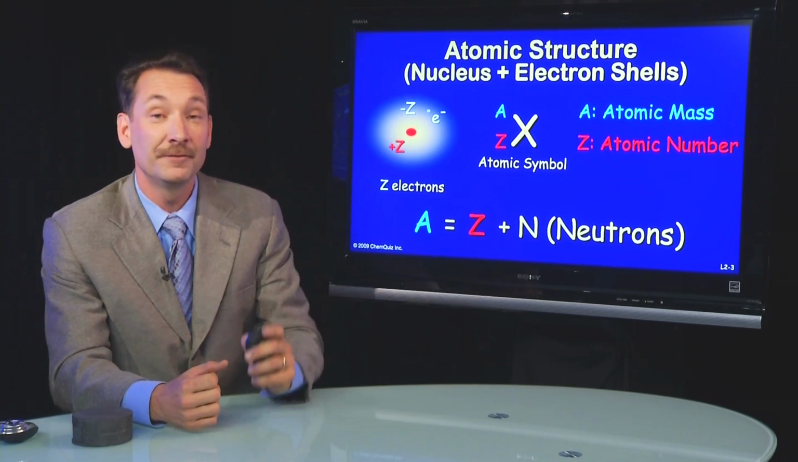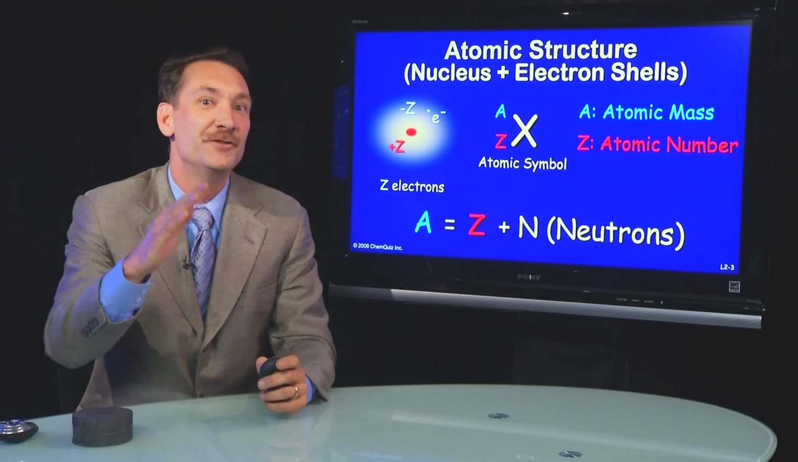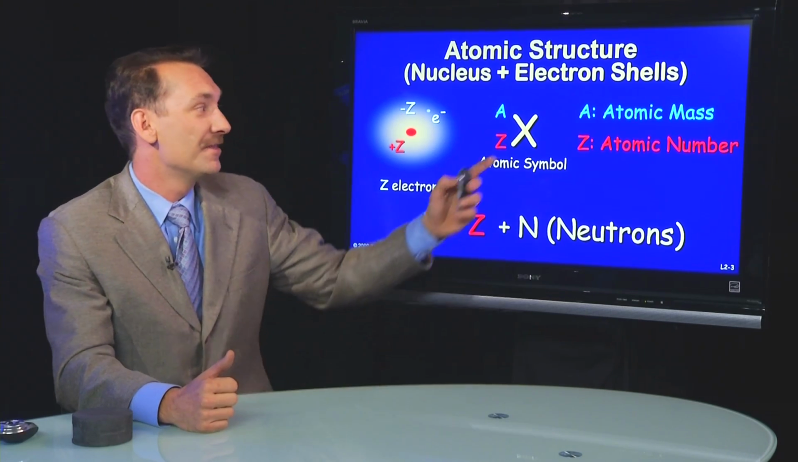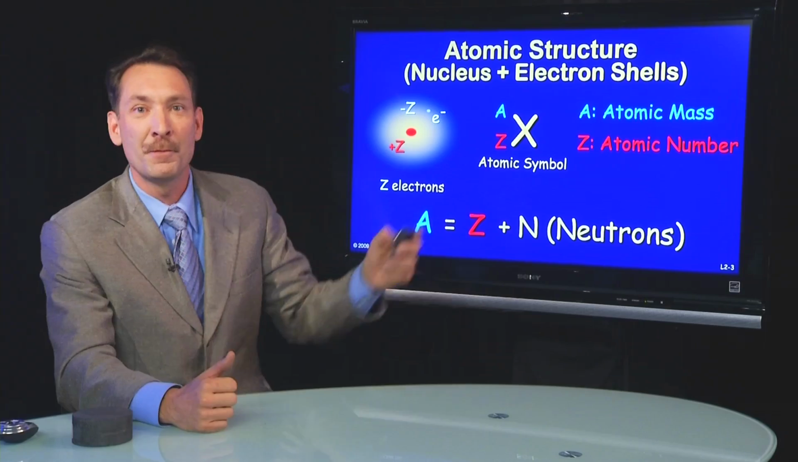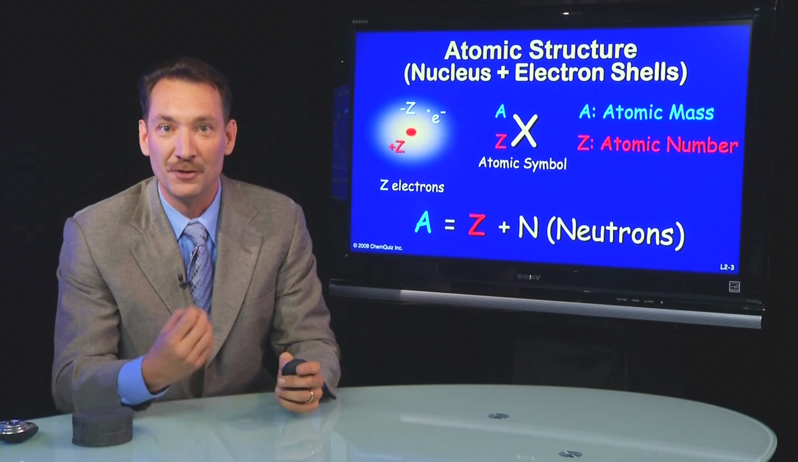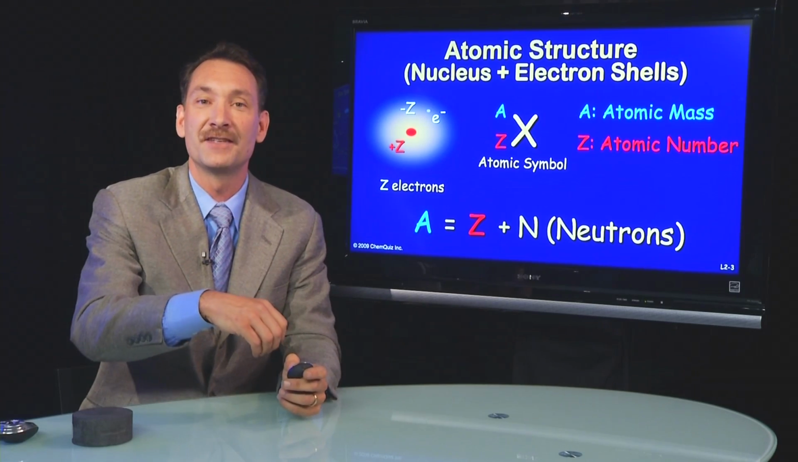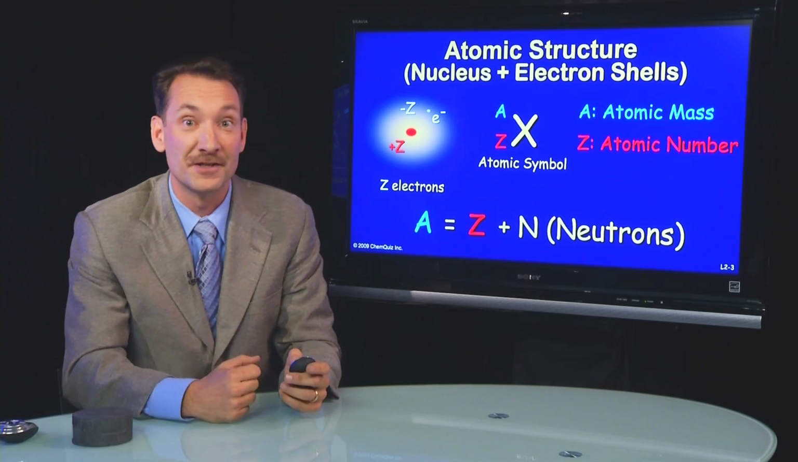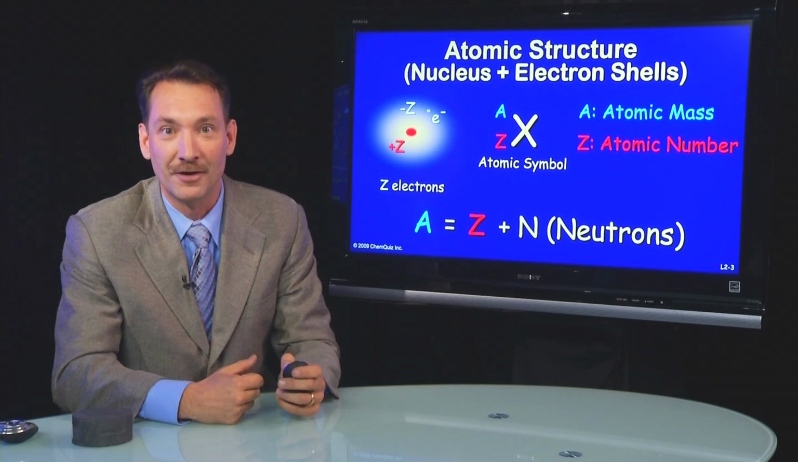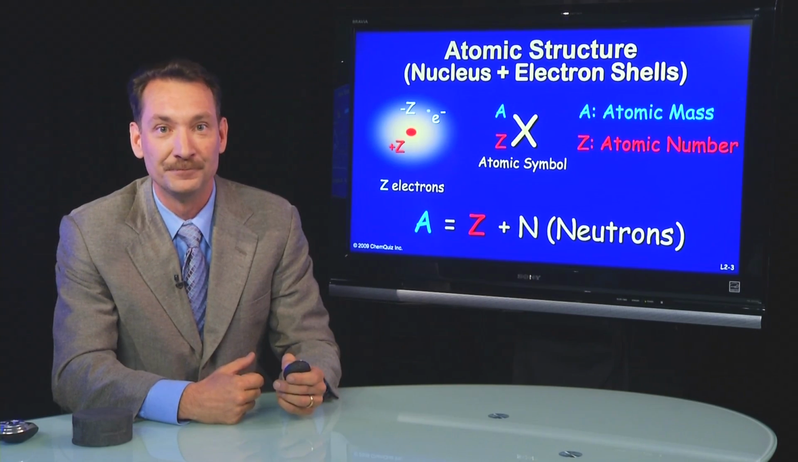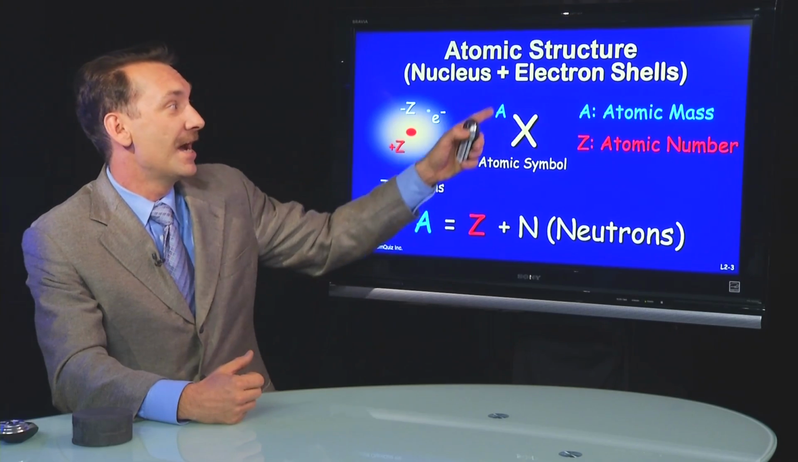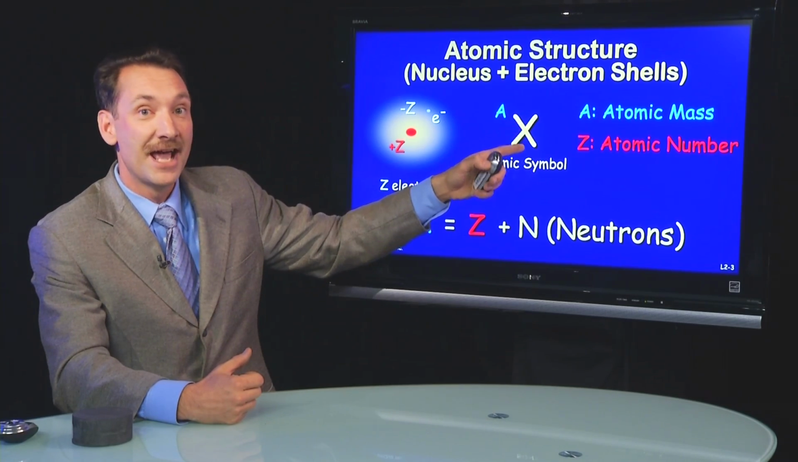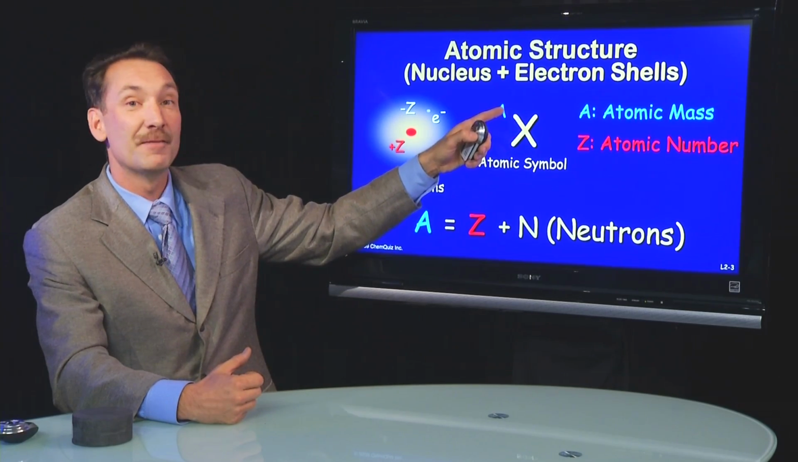The atomic number we actually often don't write down with a symbol because the symbol and the atomic number are redundant information. If you know the symbol, you know the number of protons in the nucleus. If you know the number of protons in the nucleus, you know the symbol or the nature of that element. So you'll often see an element written as its symbol with the atomic mass.